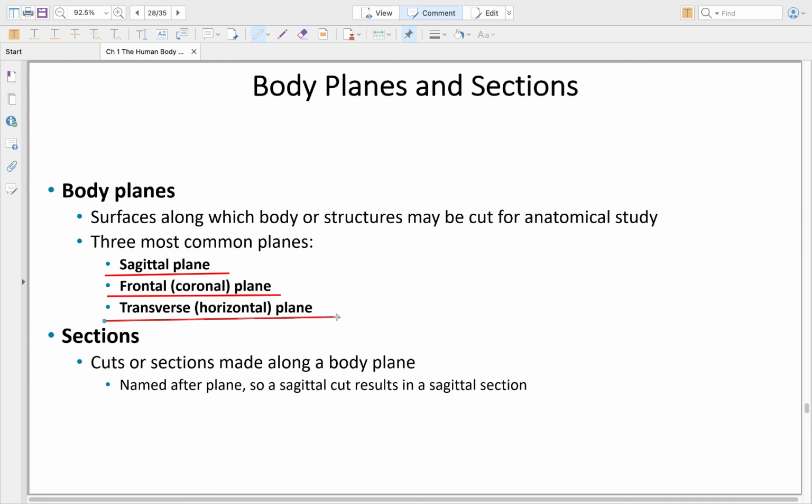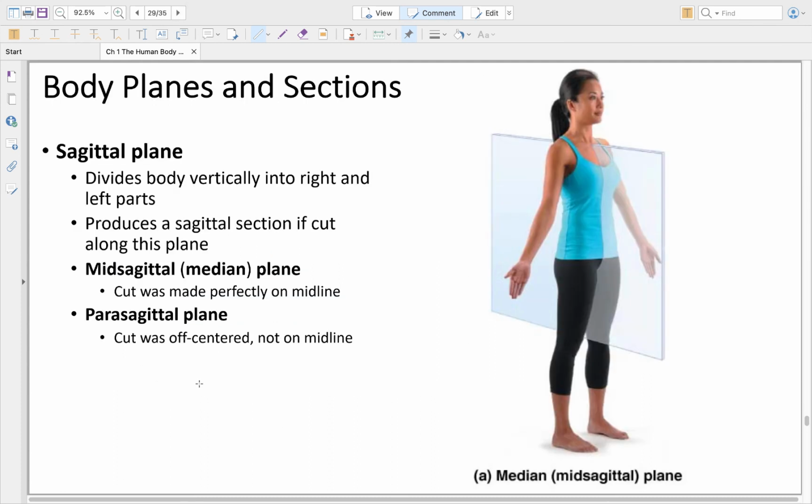Sections. Okay, so usually the sections are going to be named after the planes. So let's go ahead and learn the planes, and then we'll look at the rest of the material. All right, so you can see this woman here.